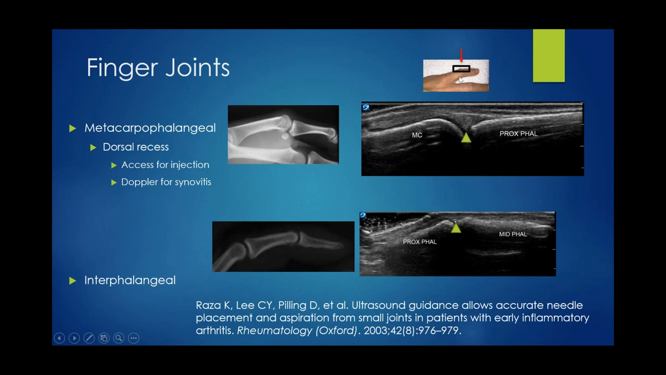The transducer is placed along the long axis of the finger overlying the joint. The needle can then be brought in either from an ulnar to radial or radial to ulnar direction, depending on your preference. The needle would then be seen within the joint recess before the aspiration or injection would take place.